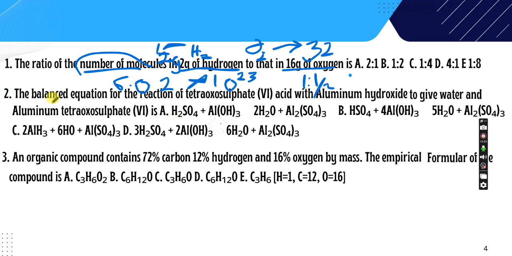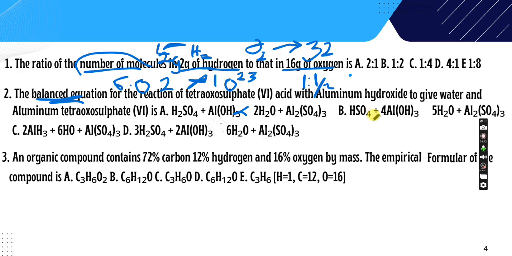Balancing of a chemical equation, what does it mean? It means we must have the same quantity of atoms on the reactant side and on the product side. So let's check. Here we have 2 hydrogen, another 3 hydrogen here, making 5. But on this side we are having 4. Therefore this equation is wrong. We don't need to bother ourselves.